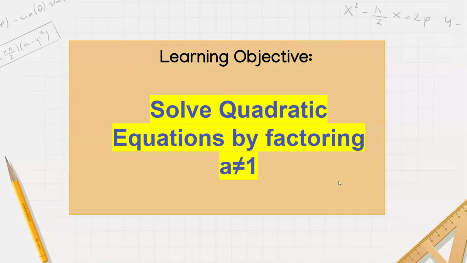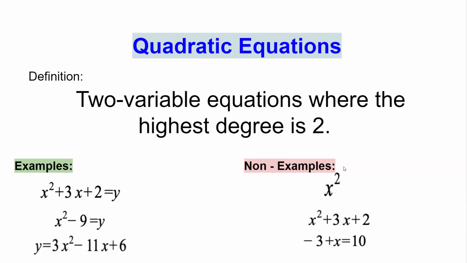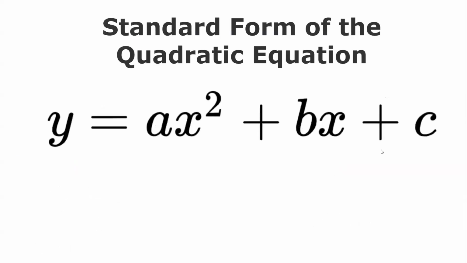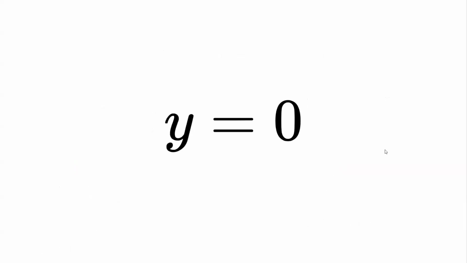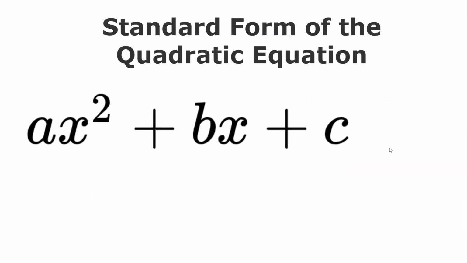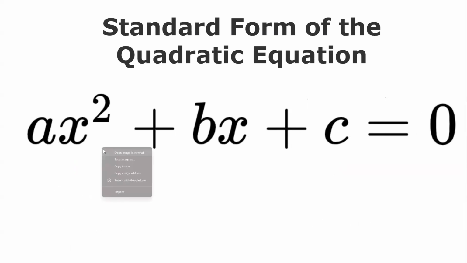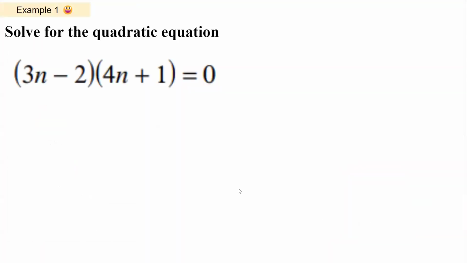So again, quadratic equation: we have two variables, an x and a y, with our x value having a highest degree of 2. We have our standard form. We make our y equal to 0, and then we solve for it. We are now going to have a value in the front, our leading coefficient, that is not going to be 1.